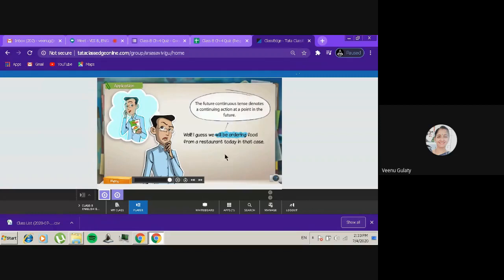Will be ordering. That means they still haven't ordered because the food has all got spoiled. The man is saying that now I guess that we will be ordering. मतलब हमको अब order करना पड़ेगा. मतलब हम order करेंगे. अभी नहीं किया. So this is a future continuous tense.